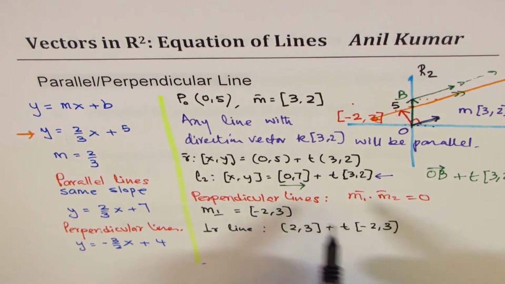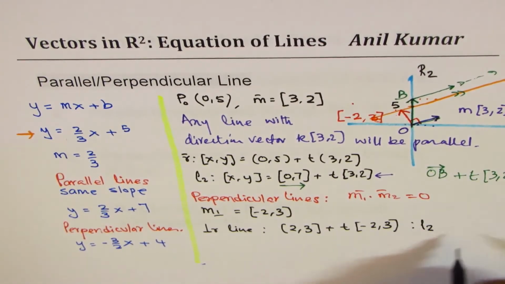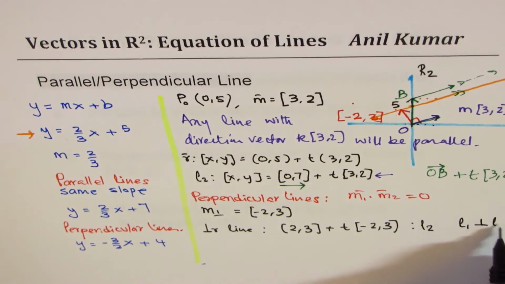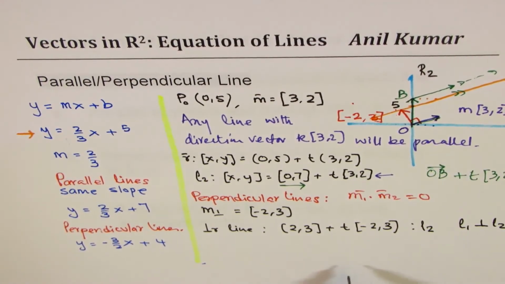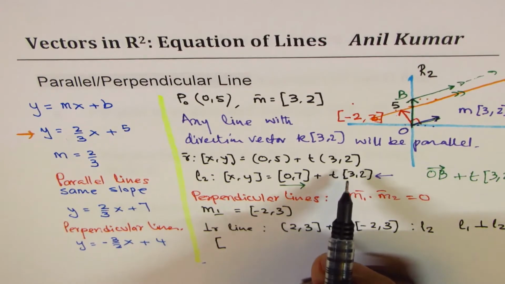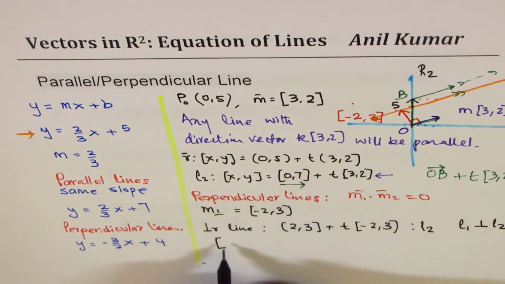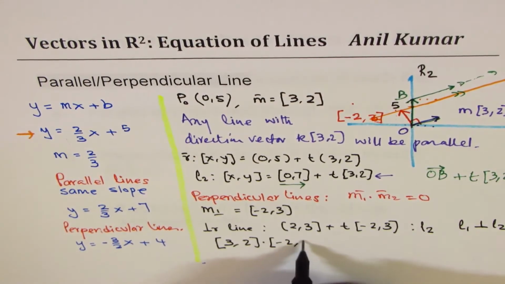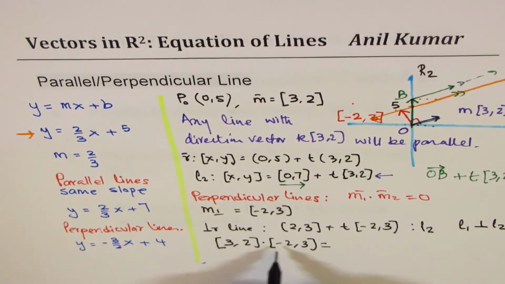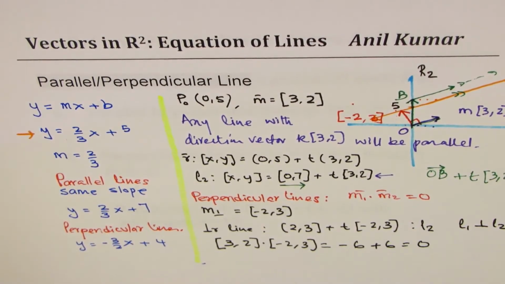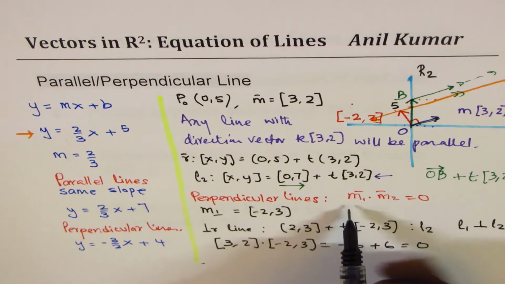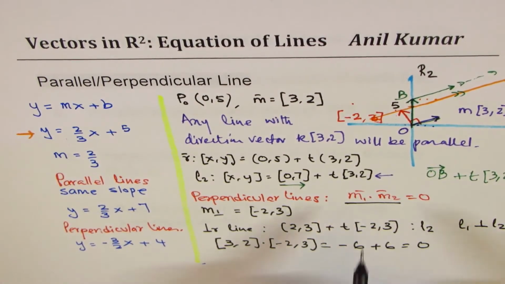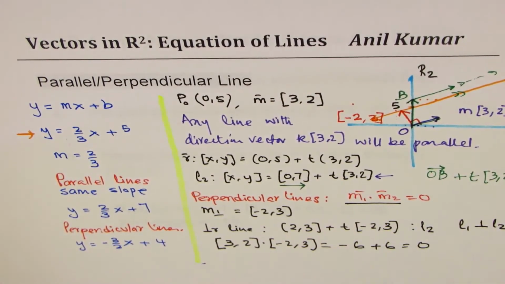So this line is perpendicular to the given line L1. If I say this line is L2, then L1 is perpendicular to L2. Well, you can confirm the direction vector for L1 is 3, 2, right? And the dot product with -2, 3 will give you what? 3 times -2 is -6. 2 times 3 is +6. When you add them, you get 0, right? So we have just confirmed that m1 dot m2 is also 0.